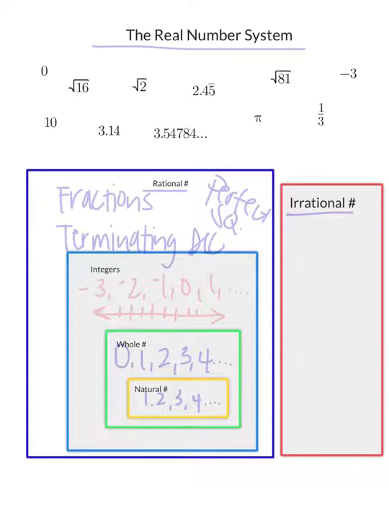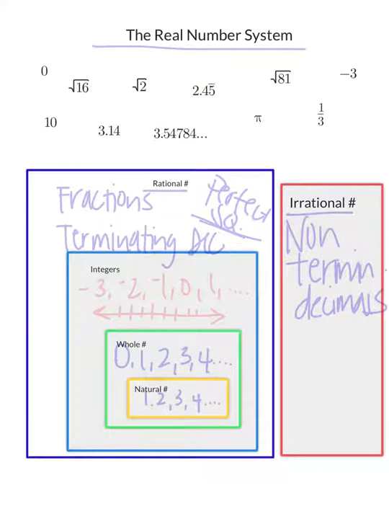which brings us over here. So irrational numbers are non-terminating. They never end. Non-terminating decimals. Sorry, it's a little messy. Okay, if perfect squares are rational over here, we could say that non-perfect squares are irrational.